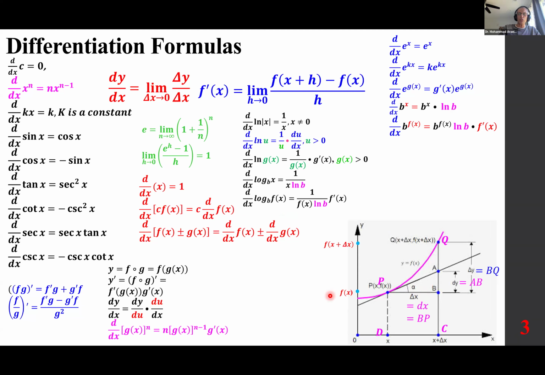Also, if you have y equals f of x, this is the curve, as you go from one point to the next, for example, P to Q, run along the x-axis, you cover delta x or dx, this distance of BP. And the rise is what you cover along the y-axis for the curve, delta y, which is this distance, BQ. But along the tangent line is this distance, which is dy. And sometimes we use dy to approximate delta y.